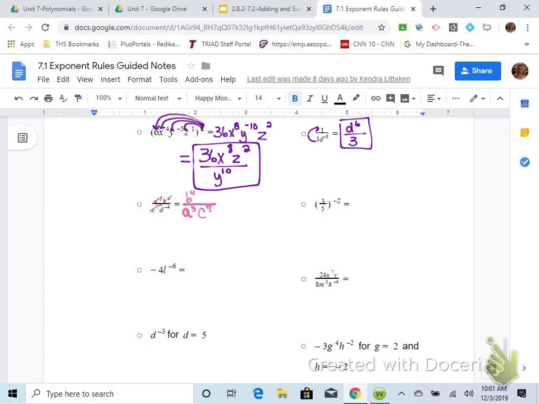And then, last step. Then what? Last step. Put D to the 4th. And I'm finished with that because there are no like terms that I can then divide.